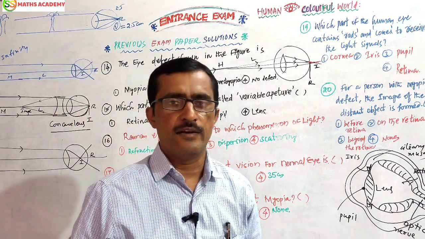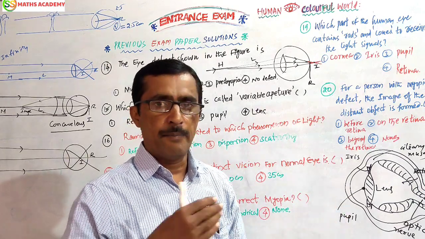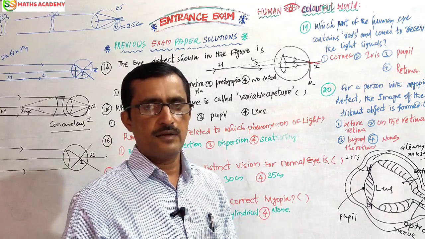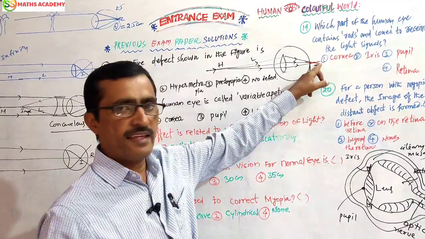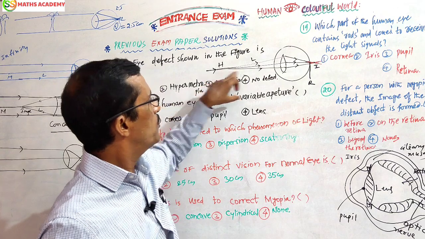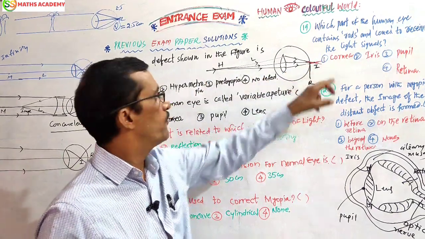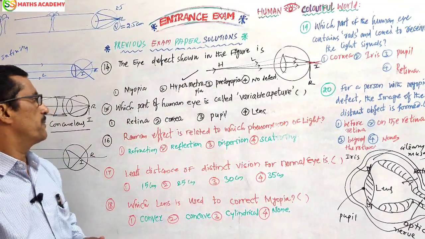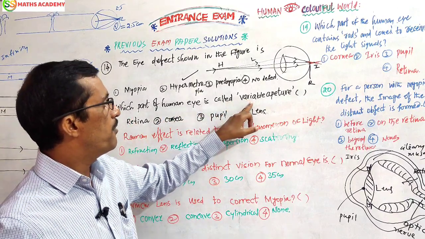Do you already know the meaning of hypermetropia? Hypermetropia is where a person is able to see far distance objects but cannot see near objects. The reason is that if the image forms behind the retina, that is called hypermetropia. According to the diagram, the image is forming behind the retina. Therefore, it is called hypermetropia. Next, which part of the human eye is called the variable aperture?